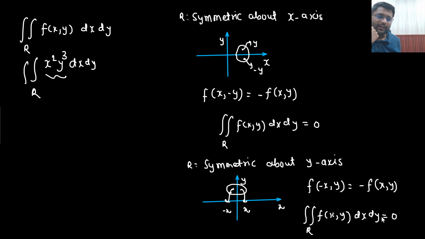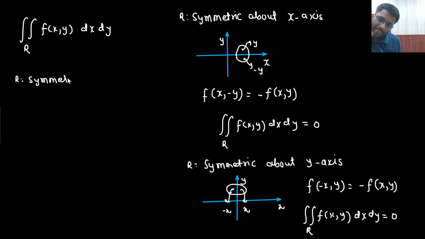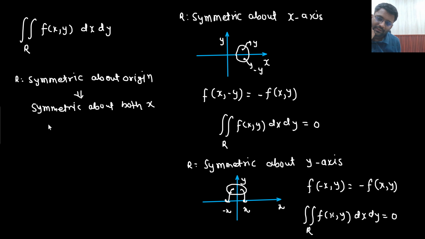Okay. And similarly, if your region R is symmetric about origin, let's remove this. What is the meaning of symmetric about origin? The meaning of symmetric about origin is that it is symmetric about both x and y axis.